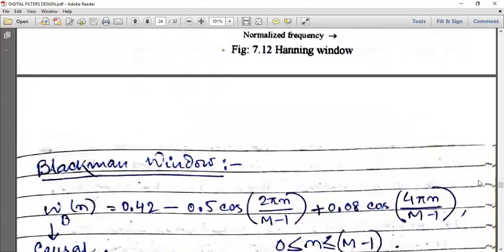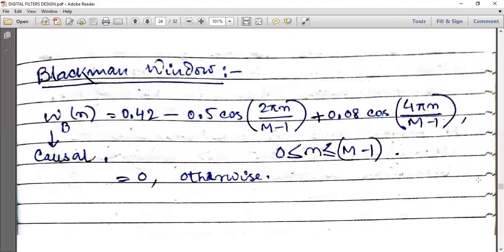Okay. Now come to the Blackman window. For the Blackman window, the causal Blackman window function is w_B(n) equal to 0.42 minus 0.5 cos 2 pi n by (M minus 1) plus 0.08 cos 4 pi n by (M minus 1), where n is greater than or equal to 0 and less than or equal to M minus 1, or equal to 0 otherwise.